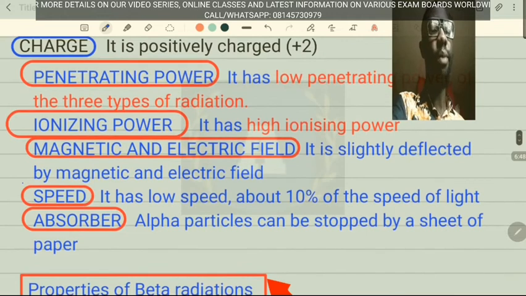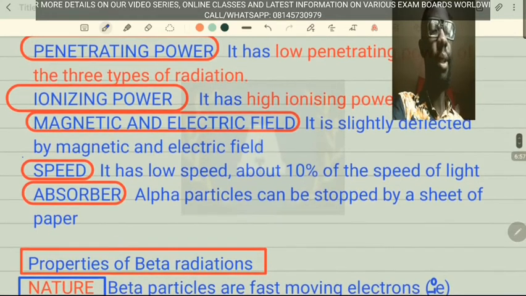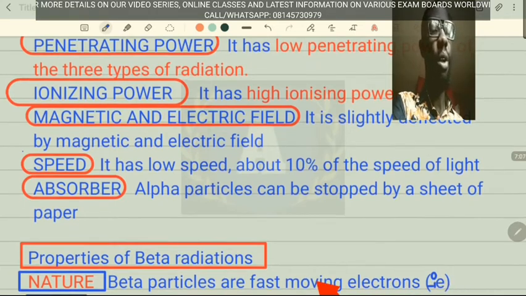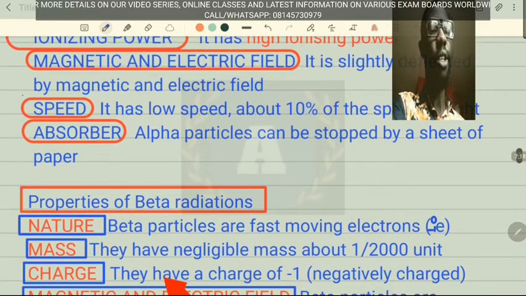Now next is the properties of beta radiation. Now nature, for beta radiation, they are fast moving electrons. As you can see from the symbol, it has a proton number of -1 and a mass of 0. What's their mass? They have negligible mass of about 1/2000 units, a very negligible mass. Then the charge, they have a charge of -1, as you can see from their nature.